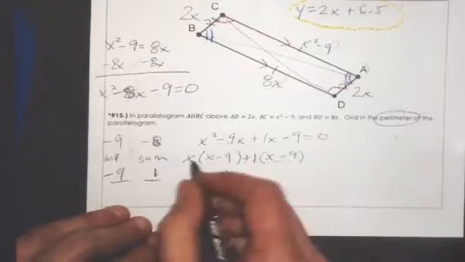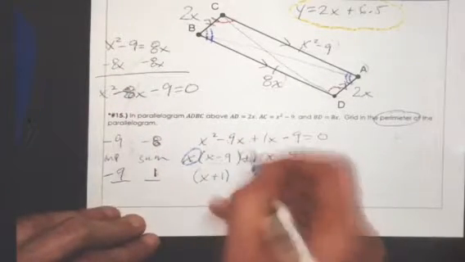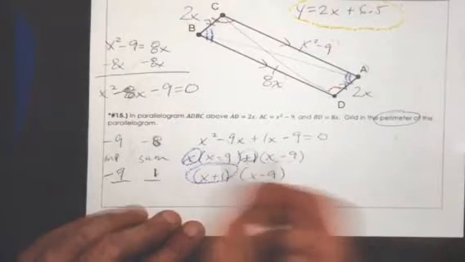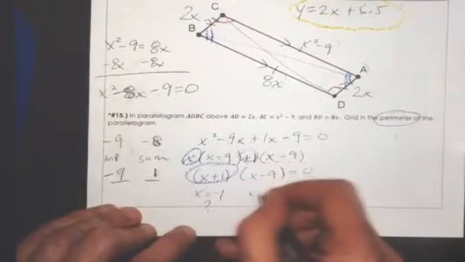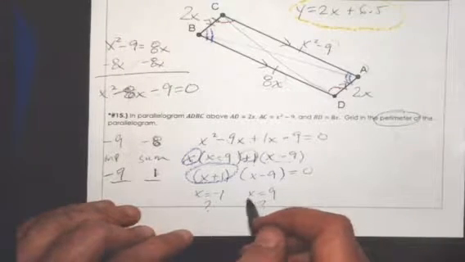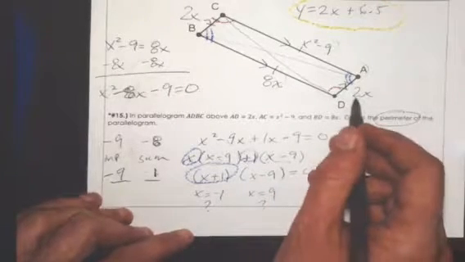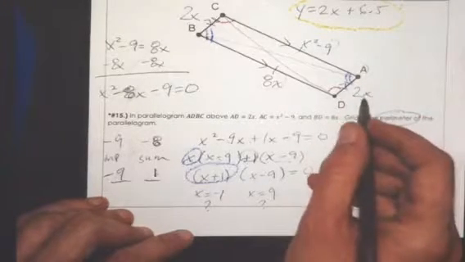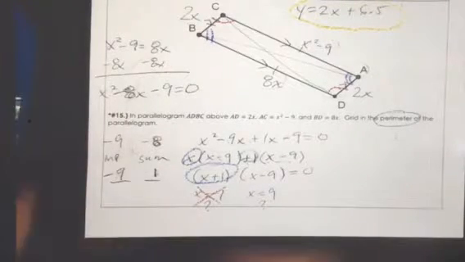x plus 1 from the outside, and x minus 9 from the inside equals 0. x equals negative 1, maybe. x equals 9, maybe. So finally, let's see which of these answers make sense. Maybe they both make sense. So let's try x equal negative 1. That would not make sense here because you'd have negative 1 times 2, a length of negative 2. We can't have a negative length. So that means that we reject x equal negative 1 as a solution.